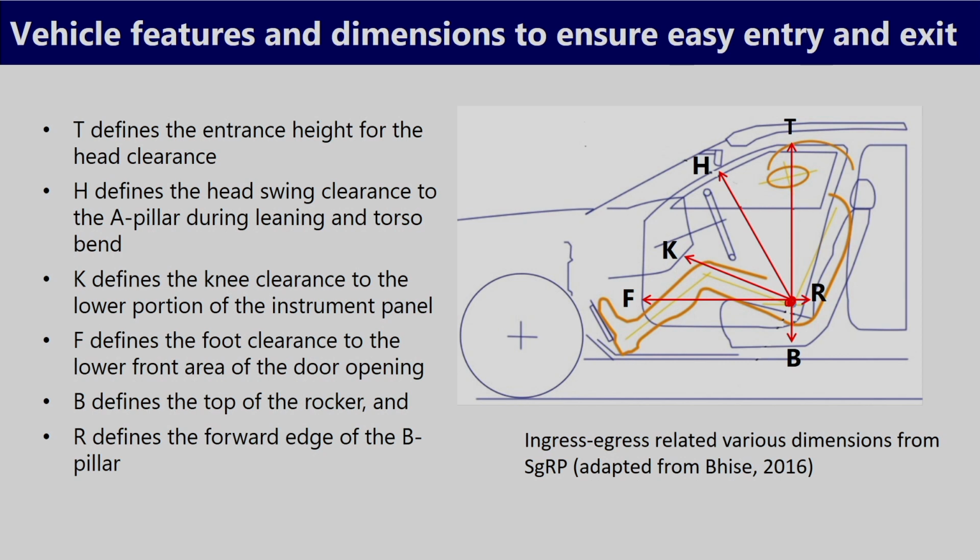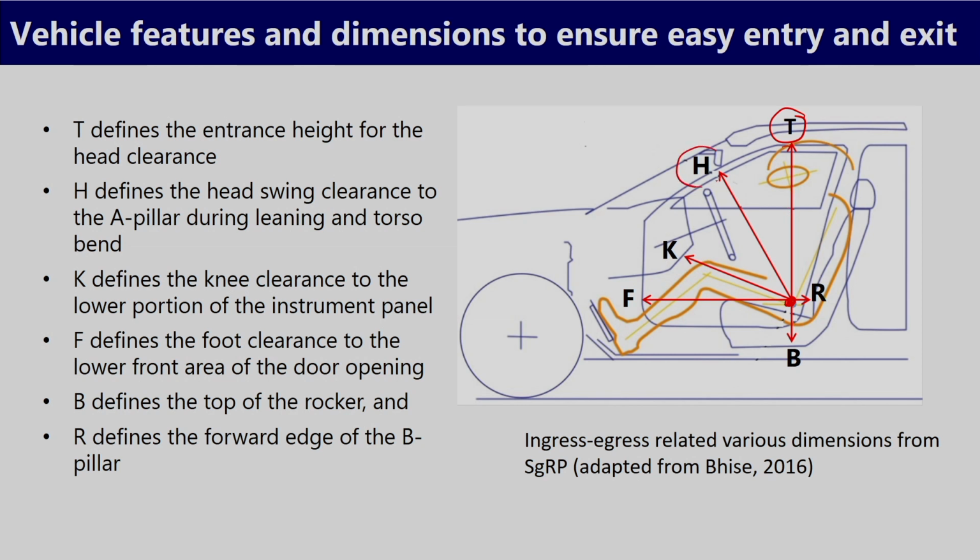First, consider this one, T. T is the vertical clearance dimension from the seating reference point to the roof rail. This height ensures how much head bending or neck bending is required during entry or exit by the driver. So this is related to head clearance.